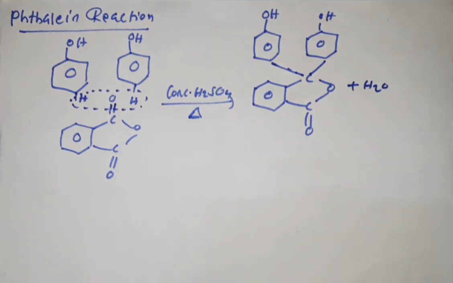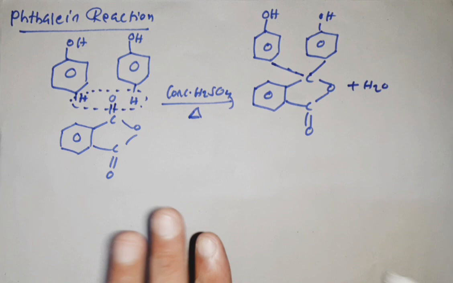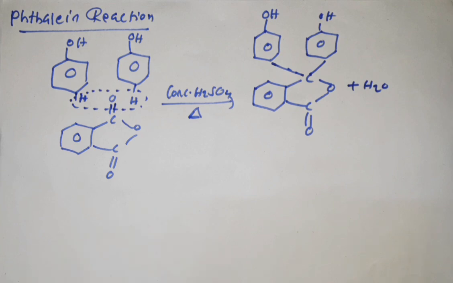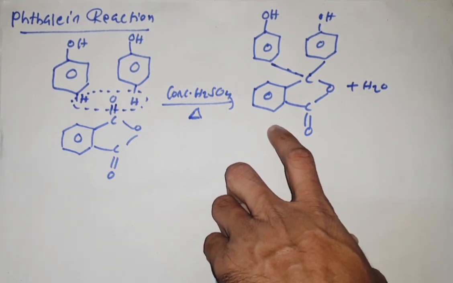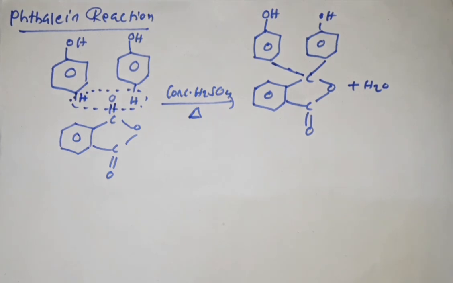This is the Phthalein reaction. In this reaction, phenol is heated with phthalic anhydride in the ratio 2:1 in presence of concentrated sulfuric acid to form phenolphthalein. So this is the Phthalein reaction.